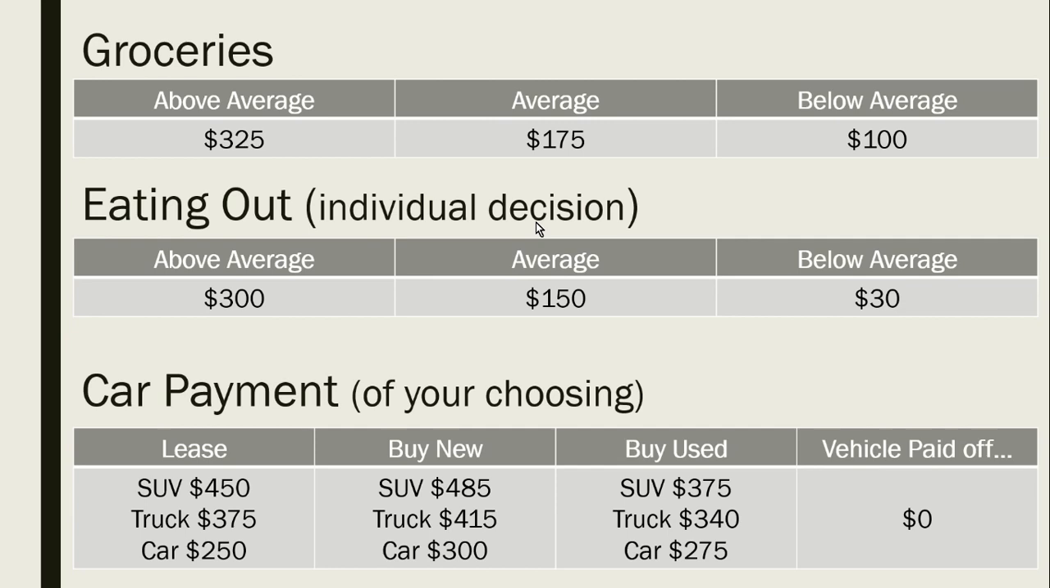All right. So we have eating out, we have groceries, car payments. If you have a car payment, you can use your current payment. If you have a car that's paid off, you can put a 0 in there, which is very, very nice. If you don't have a vehicle, I have some lovely choices for you. We have leased vehicles, SUV, truck, car. You can use your imagination. You could buy a new vehicle, SUV, truck, or car, or you could buy a used vehicle. Again, SUV, truck, or car.